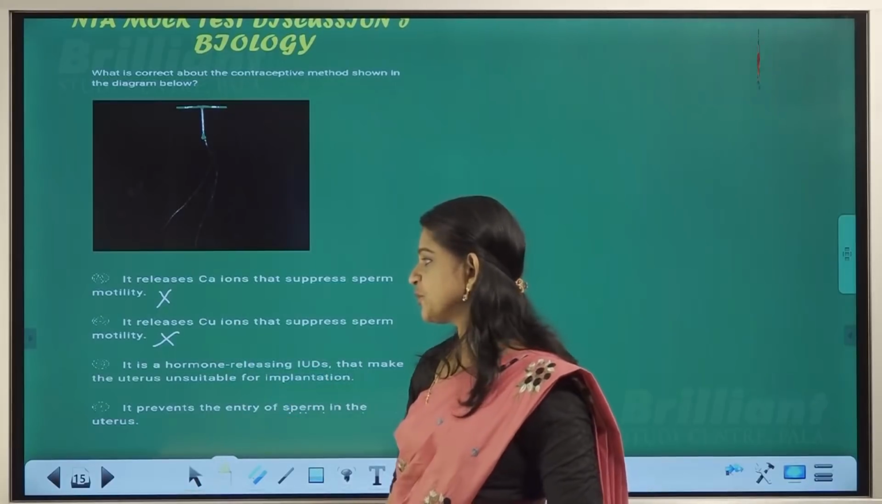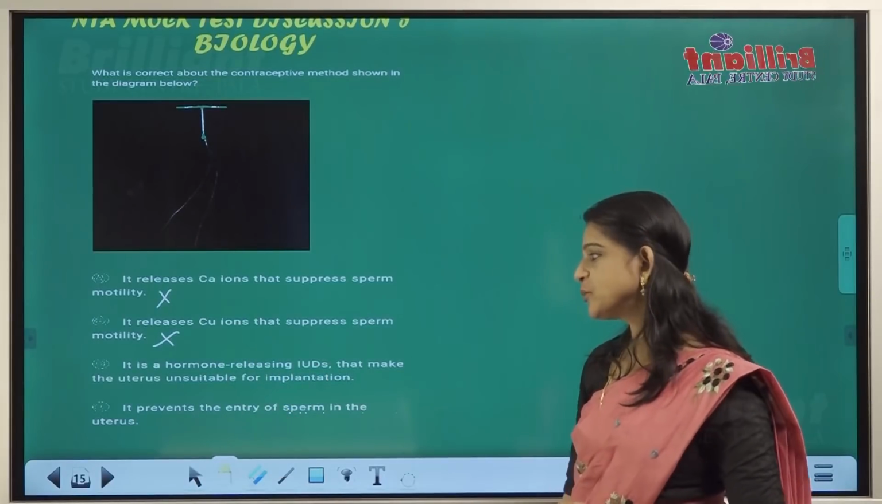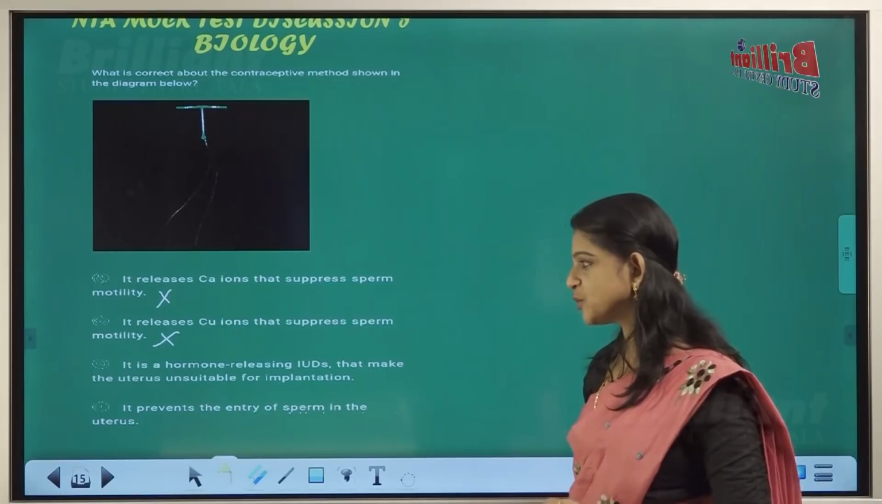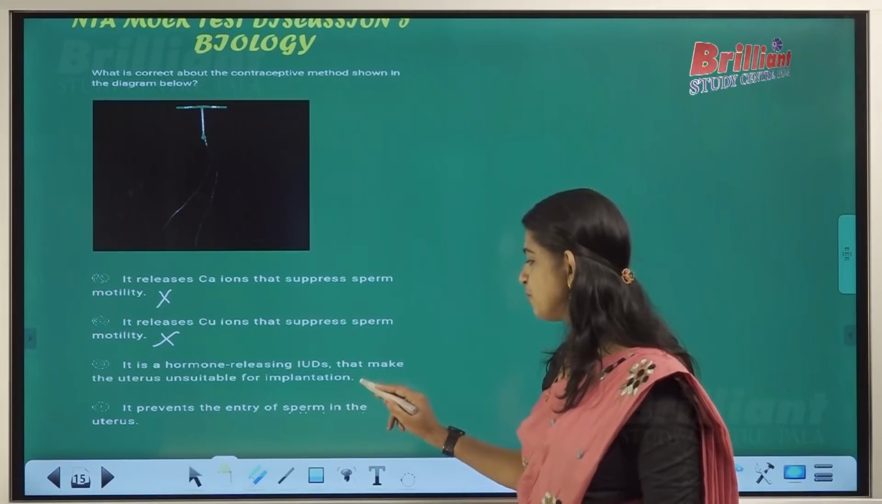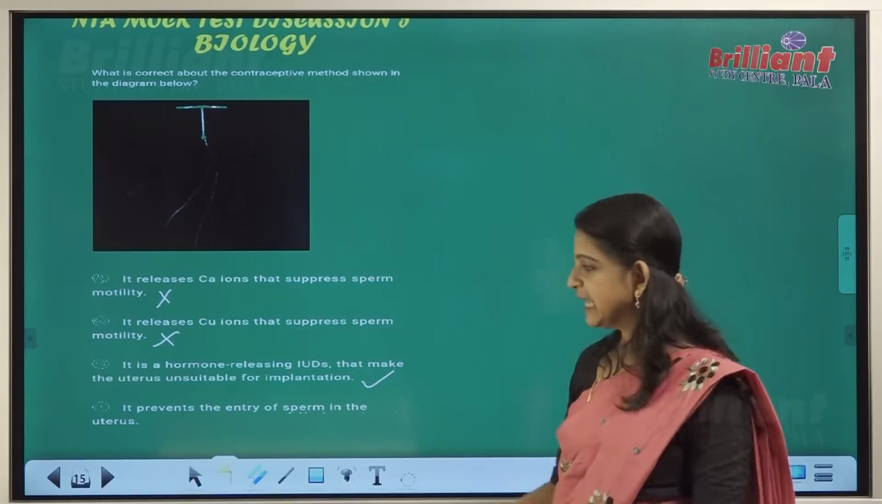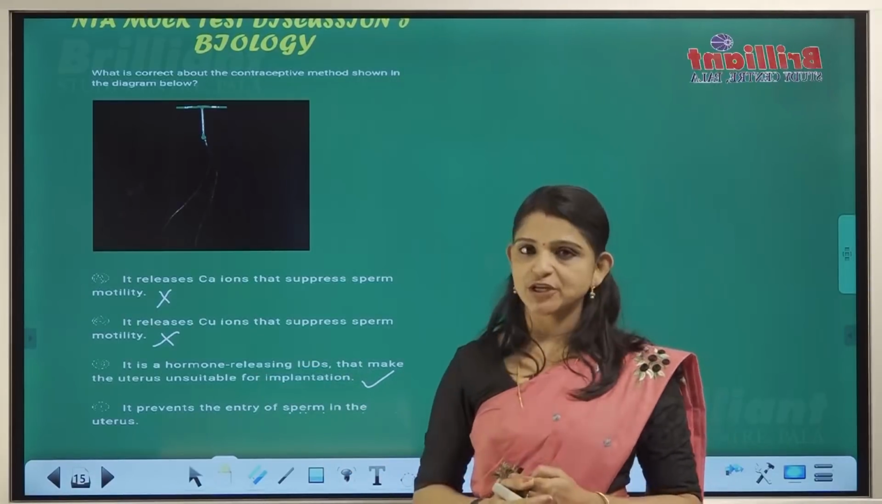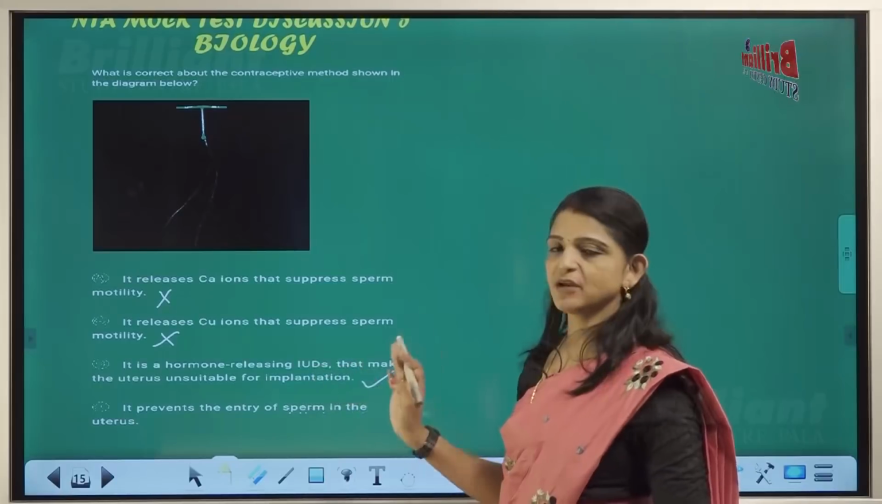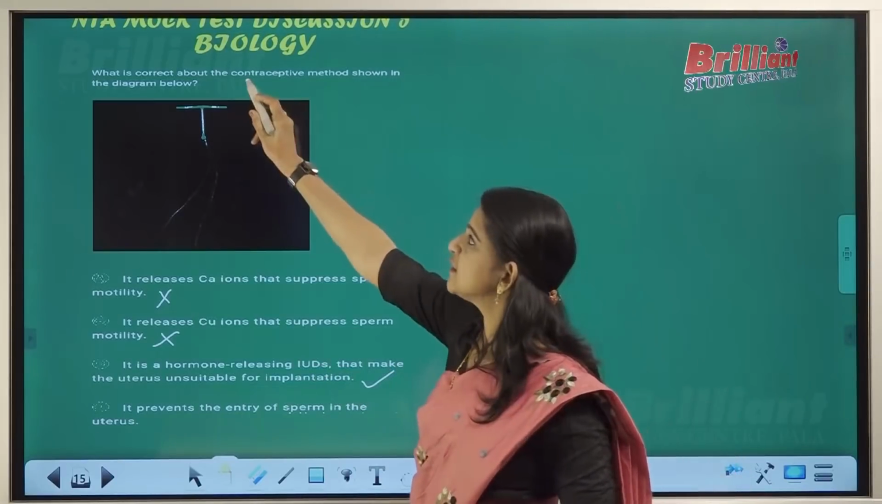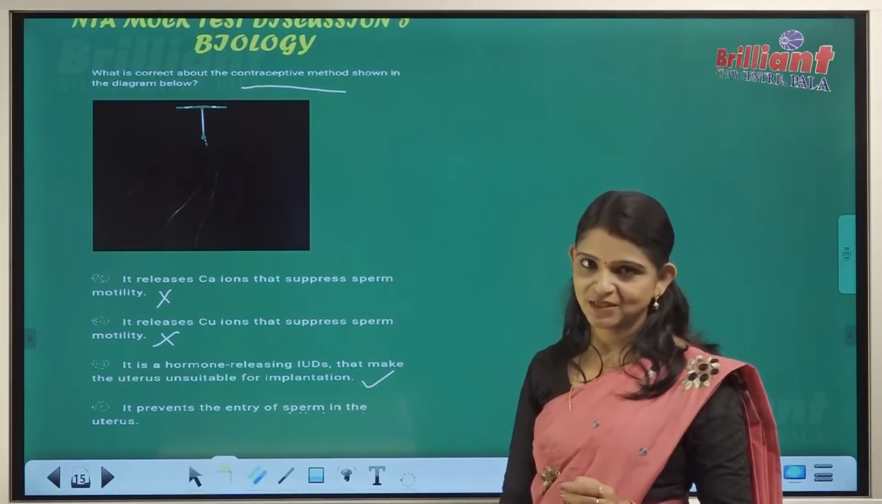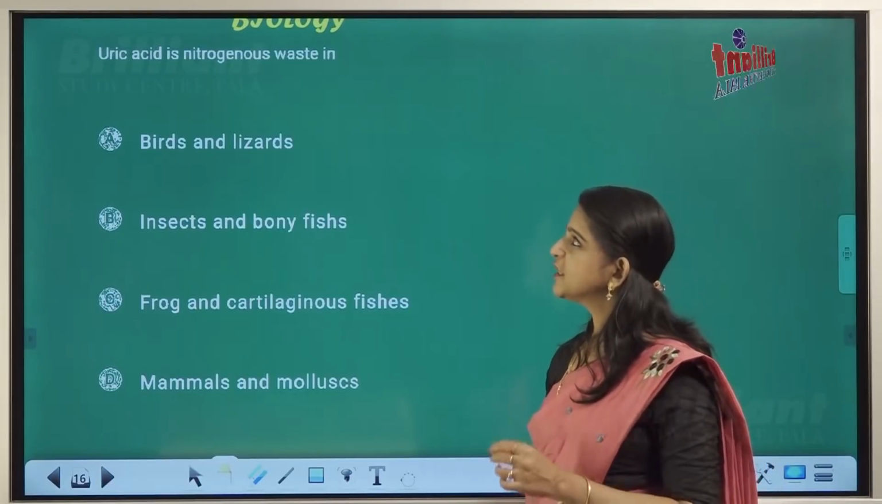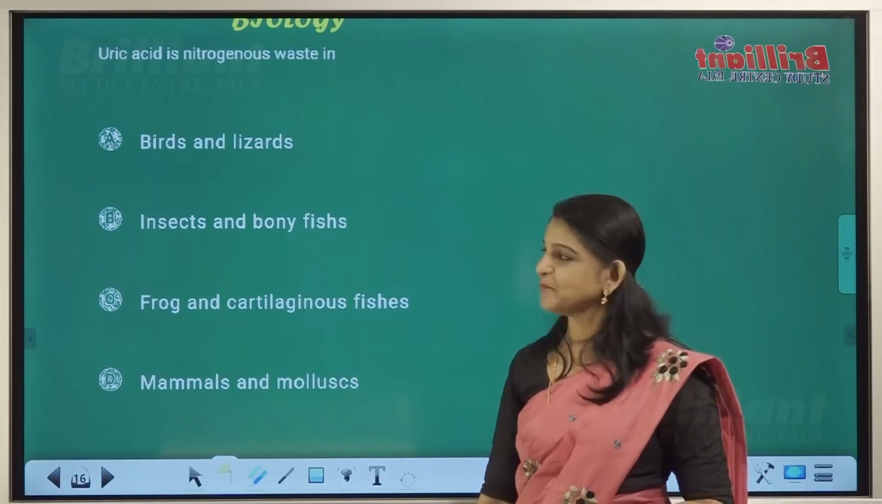So that is also not correct. Next one, it's a hormone releasing IUD that makes the uterus unsuitable for implantation. That is right. As it is a hormone releasing IUD, it will make the uterus endometrium unsuitable for the implantation. Likewise, it is acting as a contraceptive method. Uric acid is a nitrogenous waste in.